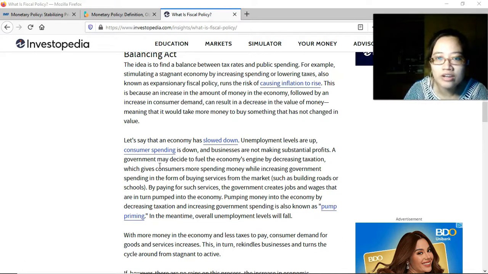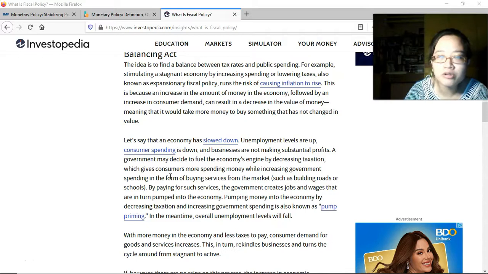So the government may decide to fuel the economy's engine by decreasing taxation. This would create lower corporate tax rates. And then, of course, previously during the TRAIN law, the tax rates for individuals have also been lowered. Okay, which gives consumers more spending money while increasing government spending in the form of buying services from the market.